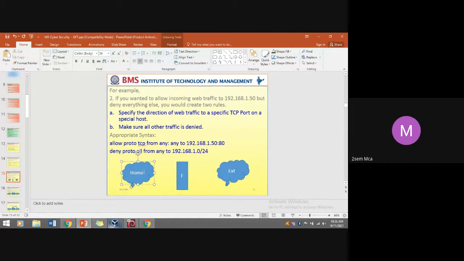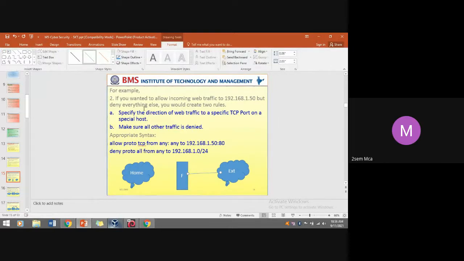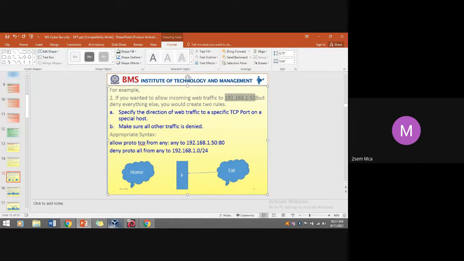So if this home has the IP address range 192.168.1.0/24 and the external network is pinging the firewall to enter your home network, the firewall looks into the incoming web traffic coming from the external network, but it should allow only this IP to pass through the firewall to the destination in your home network, 192.168.1.50, and deny everything else. You would create two rules.